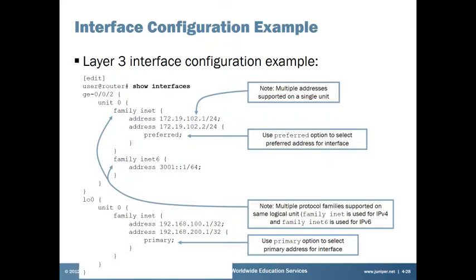Okay, down here, I can do the same on my loopback interface, but I want you to notice that these two addresses are on different networks. And I use the primary command to specify which of those is my primary loopback address. So where they're on the same network, it's preferred. Where they're on different networks, it's primary, to identify that.